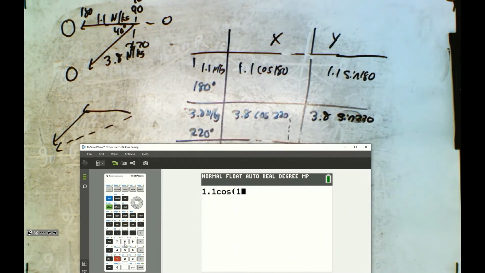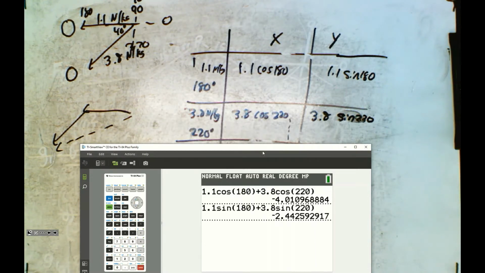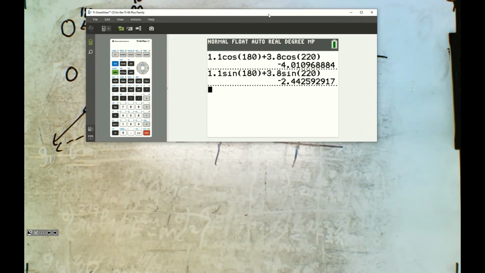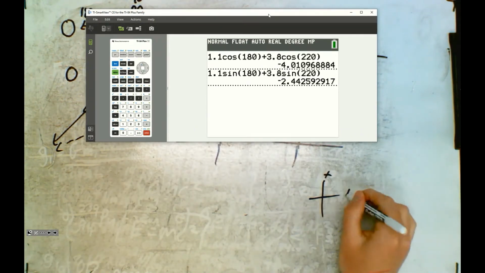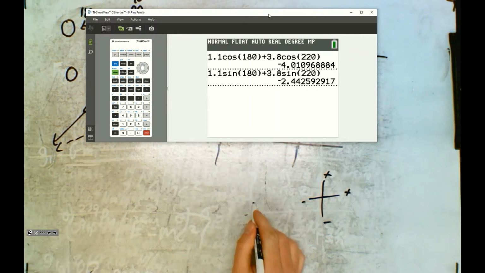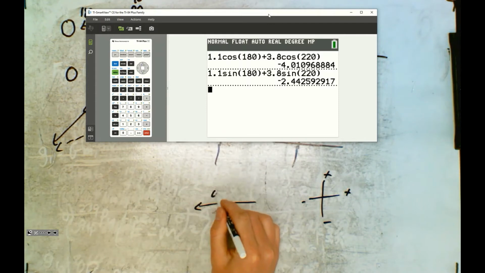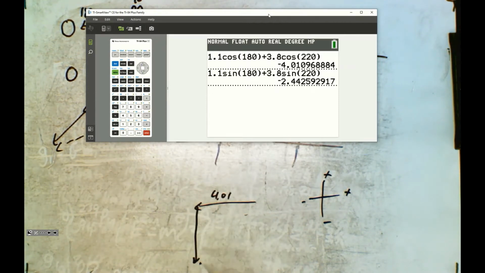1.1 cos 180 plus 3.8 cos 220. Okay, so that's our x component, and then we do the same thing for y, but it's sine. And we get that as our y. Okay. So our x is negative. Remember that positive is up to the right, down to the left is negative. So our x is negative, and it's 4.01, and our y is negative, and it's 2.44. So this is our net gravitational field here.